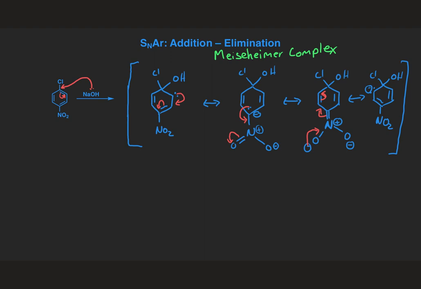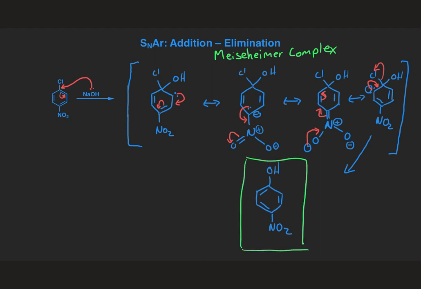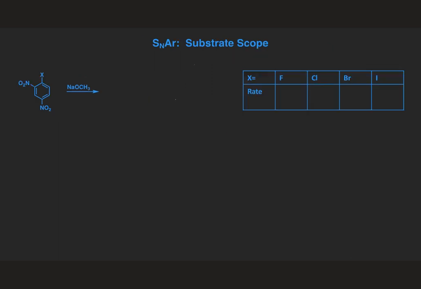And so this pair of electrons can go back to carbon and chlorine will leave. You wind up with this substituted aromatic ring in which we have replaced the chloride with an OH to create a phenol. SNAr reactions work on a variety of substrates with a variety of nucleophiles.